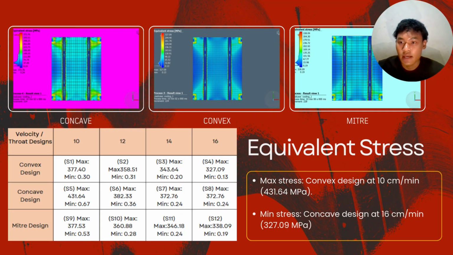The convex design S4 at 16 cm per minute achieved the lowest stress at only 327.09 MPa. The convex design is the winner here because the outward curve allowed the internal force to spread out more evenly. Even though the temperature was higher earlier, the extra metal mass helps the joint to relax better during the cooling process.